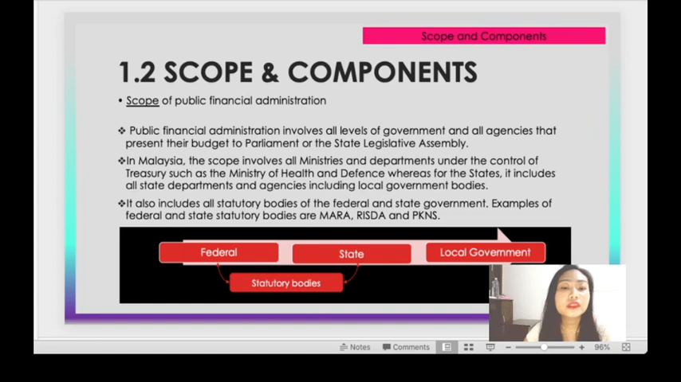How about components? Components are actually the ways or the tools for the government to apply its public financial administration. So in PFA, they need to handle or manage money in order to implement government policies. In order for them to implement these kinds of activities and policies, they need certain components in managing their money, their financial administration. So these are the components.